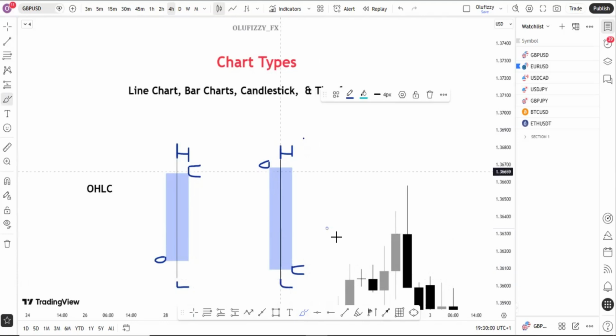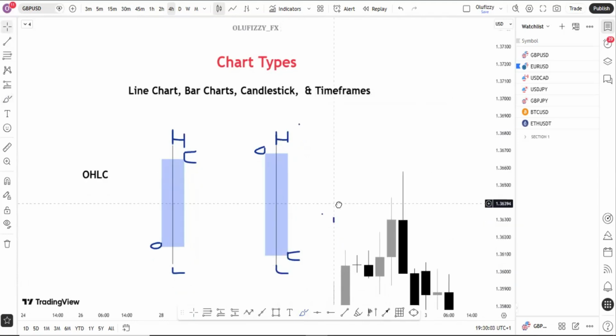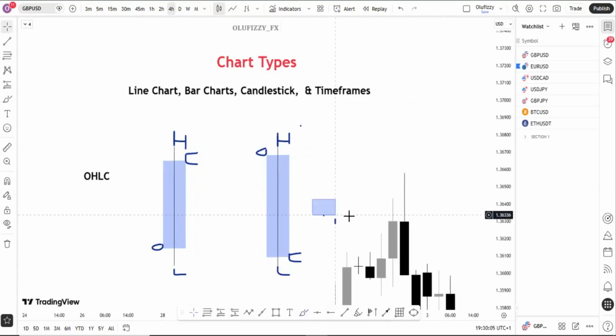So every price has these four parameters. Every candlestick has these four parameters of price. So that is how you can differentiate the bullish candle and the bearish candle. The color doesn't really matter. You can decide to use any color of your choice. But the default color for price is red and green. Green always signifies the bullish candle, while red always signifies the bearish candle when price is dropping.